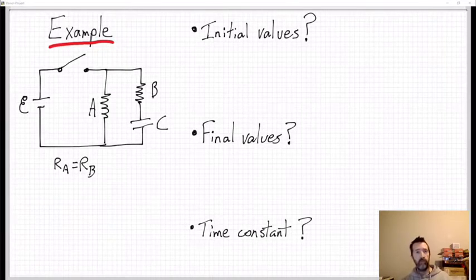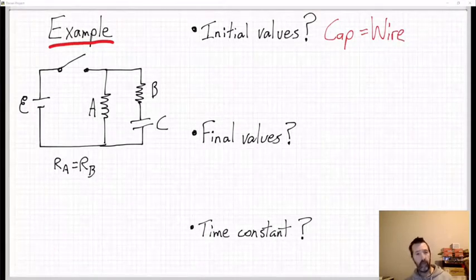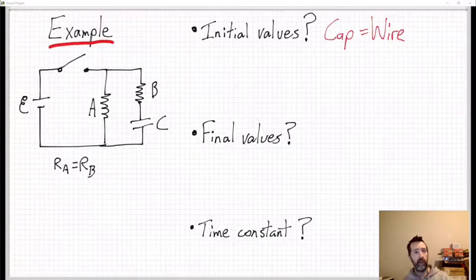So for the initial values, the important idea here is that the capacitor basically is like a wire. Because at the beginning, the capacitor is empty, and an empty capacitor freely allows current to enter because there's no charge built up yet, and so there's no electrostatic force repelling the current, stopping it from coming in.